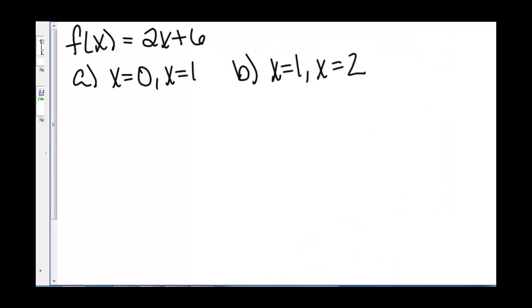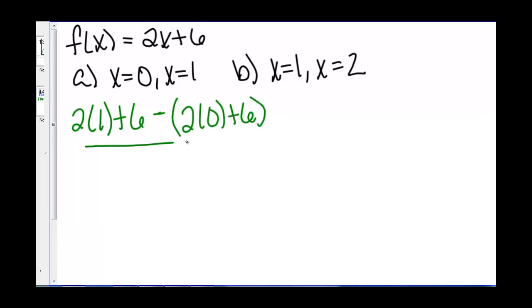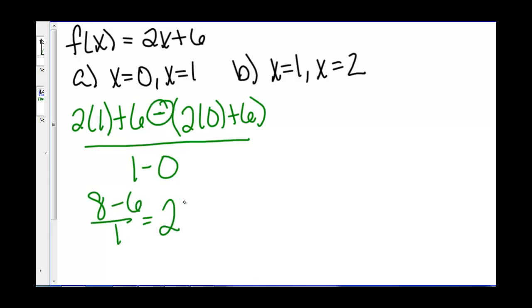Let's try another one. If we have a linear function, f of x equals 2x plus 6, and we find the average rate of change between 0 and 1, we find 2 times 1 plus 6 minus the whole quantity, 2 times 0 plus 6, all over 1 minus 0. So that's 2 plus 6 is 8, minus 6 over 1, so that's 2.